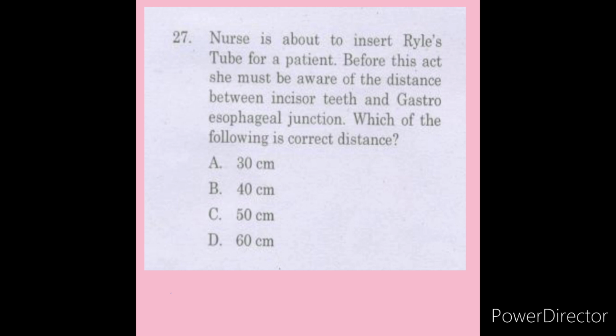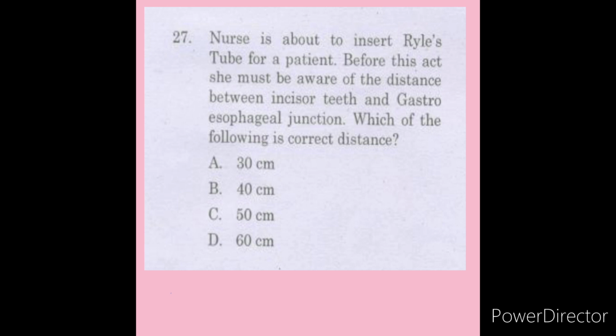A nurse is about to insert a Ryle's tube for the patient. Before this, she must be aware of the distance between the incisor teeth and the gastroesophageal junction. Which of the following is the correct distance? Option A, 30 centimeters; option B, 40 centimeters; option C, 50 centimeters; option D, 60 centimeters.